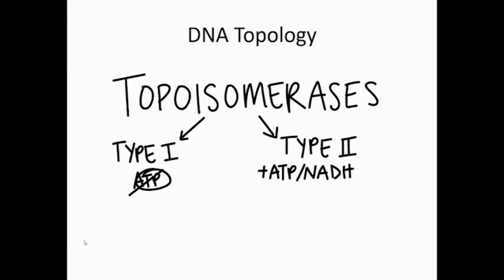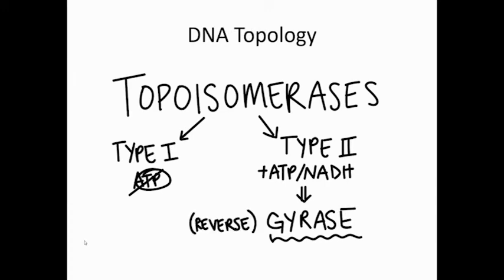Bacteria also have a special form of type 2 topoisomerases called gyrase. Gyrase enzymes use energy to negatively supercoil DNA rather than restoring DNA to the relaxed state. Certain thermophiles also have topoisomerases that use energy to positively supercoil DNA rather than restoring DNA to the relaxed state. Because it acts oppositely to gyrase, these enzymes are called reverse gyrase.